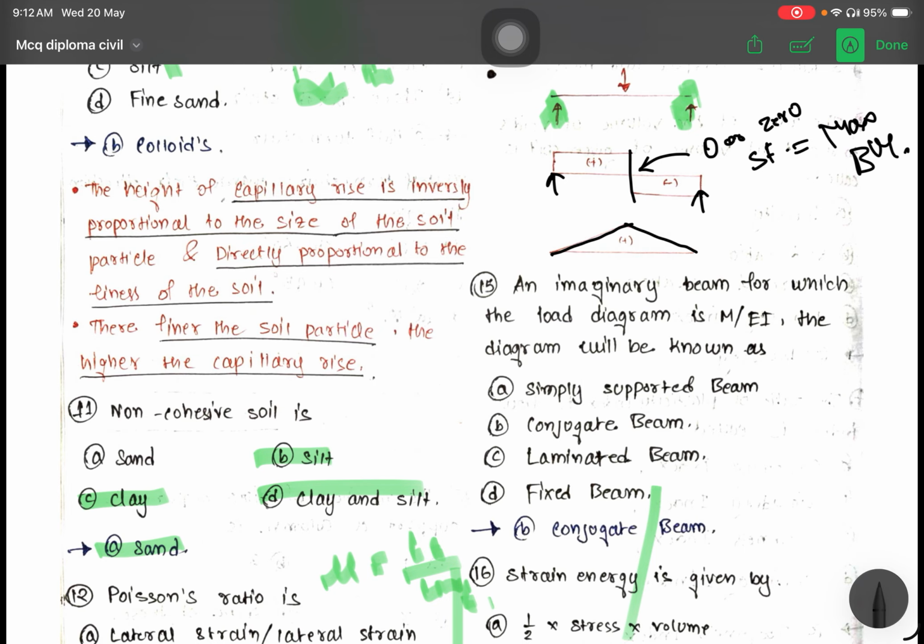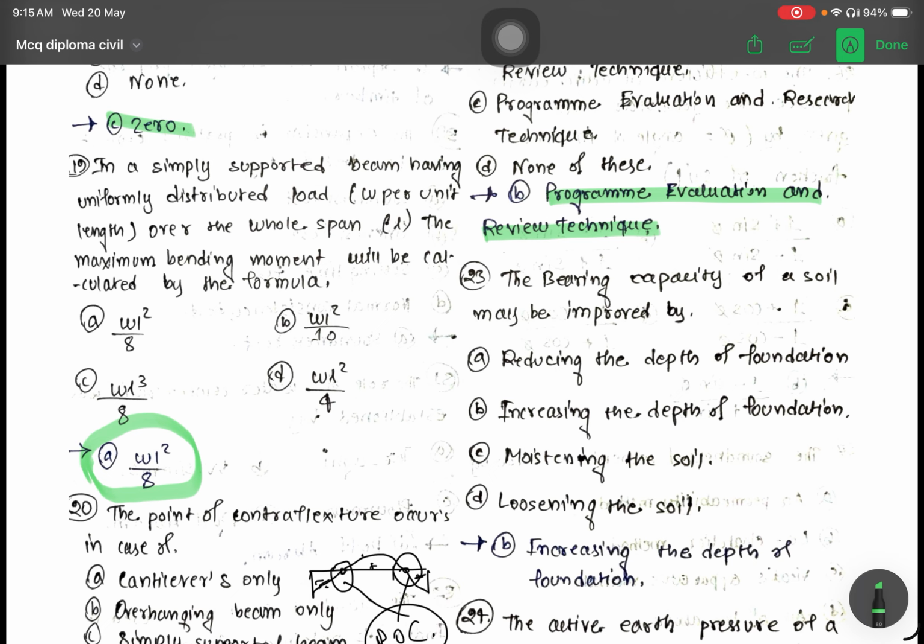The unit of measurement for steel work in trusses is in quintal. Quintal is a unit of mass weight commonly used in India. 1 quintal is equal to 100 kg. Full form of PERT is program evaluation and review technique. Bearing capacity of the soil may be improved by increasing the depth of foundation.